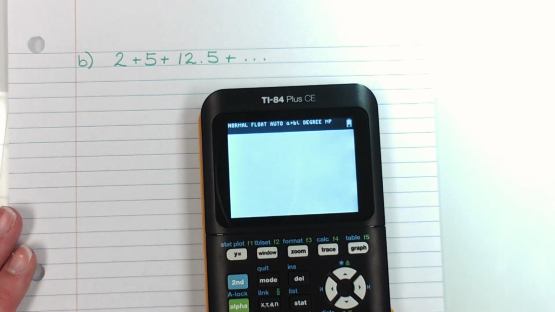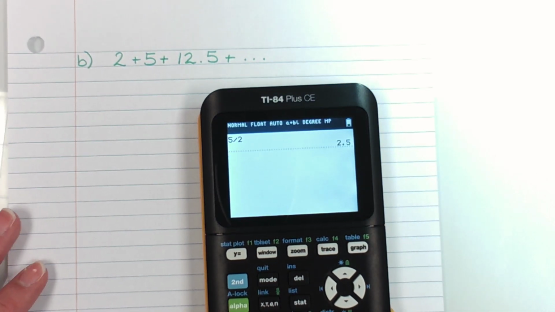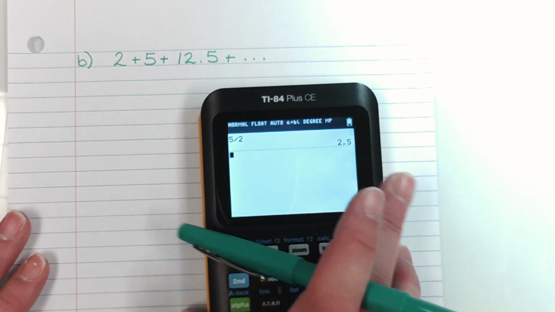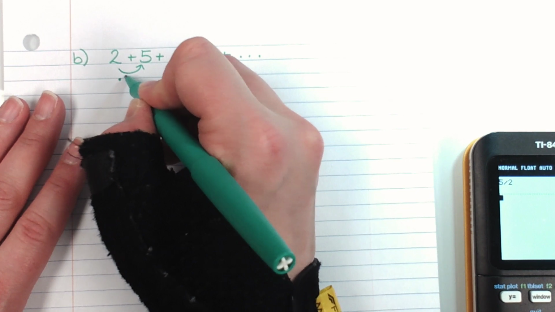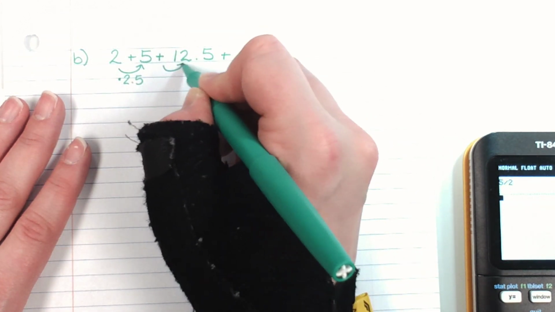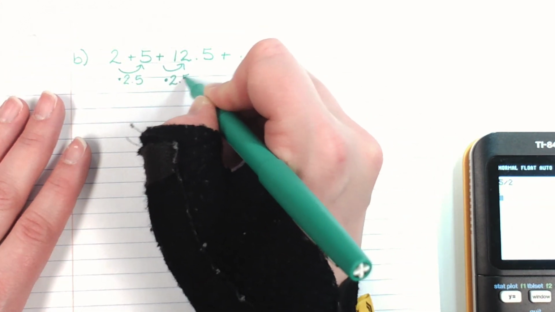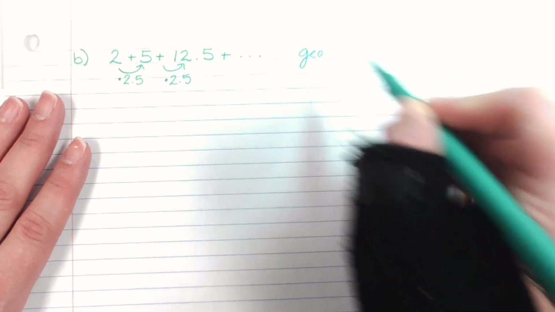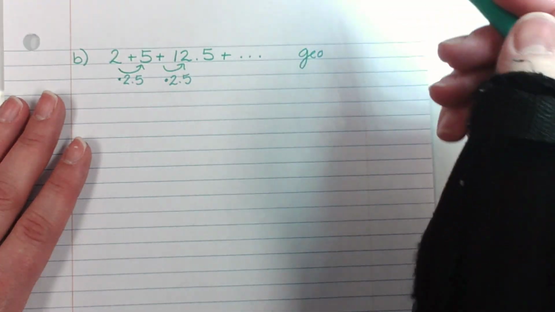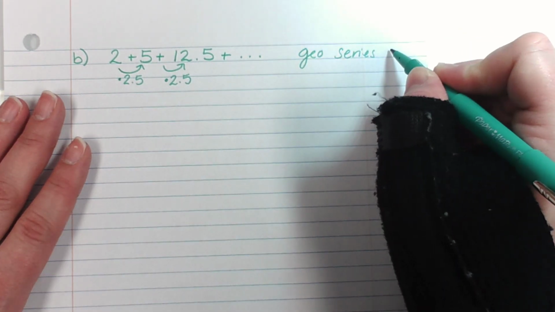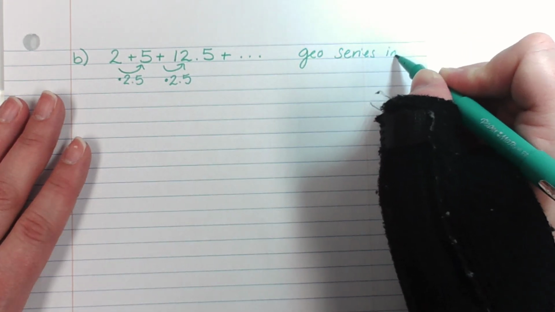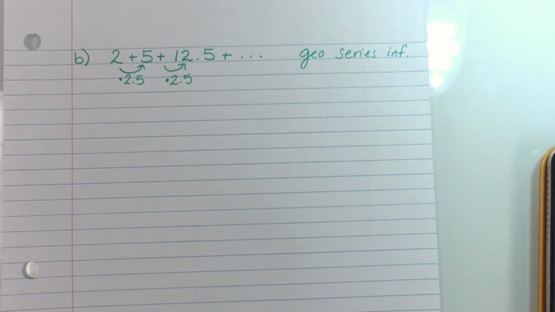Take terms, divide them. 5 divided by 2 is 2.5, which I can leave as 2.5, or I can write as 5 halves. So it is geometric. I know it's infinite because it's going on forever. It doesn't tell me where to stop. It is a series because I'm asked to add it.